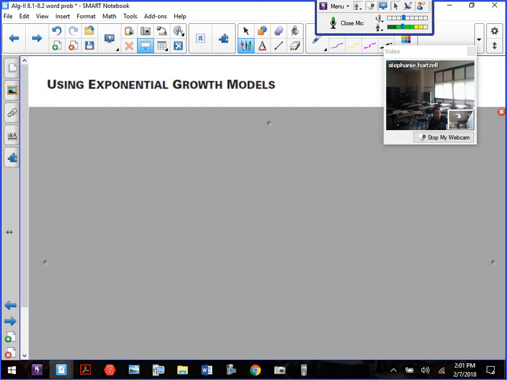What I want to do today is go through all the different scenarios for word problems in 8.1, 8.2, and 8.3. It's actually quite easy. If there are any word problems that we have to deal with this year, these are going to be the easiest ones that we deal with. They really are. Now, we're going to talk about growth and decay.